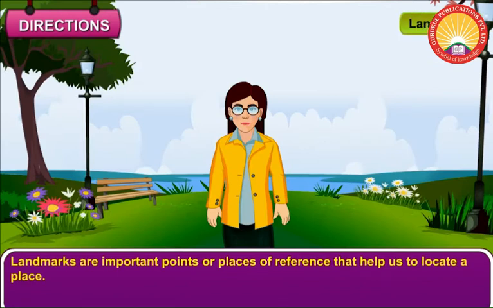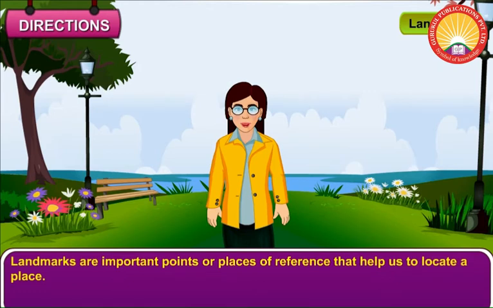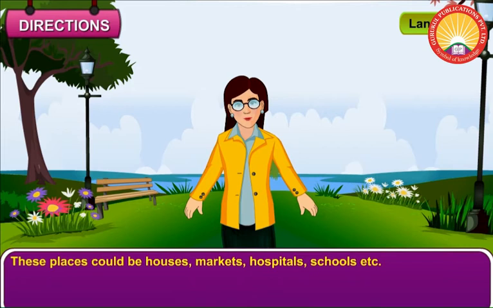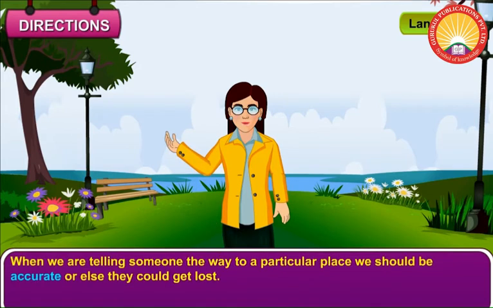Landmarks. Landmarks are important points or places of reference that help us to locate a place. These places could be houses, markets, hospitals, schools, etc. When we are telling someone the way to a particular place, we should be accurate, or else they could get lost.